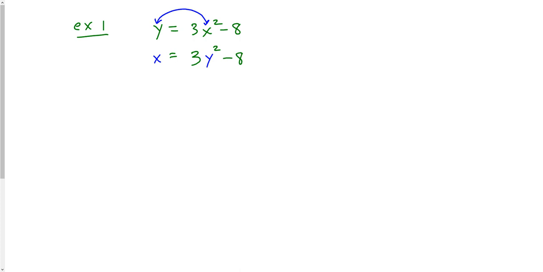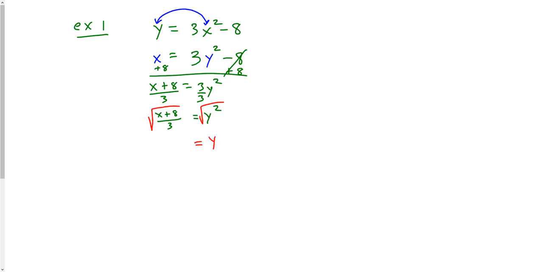Now the last step to this is to get y by itself. So to get the y by itself, we would have to add 8 to both sides. So these cross out, so you have x plus 8 equals 3y squared. And then you have to divide by 3, so divide the whole thing by 3. So you have y squared equals x plus 8 over 3. And then the last step is to square root both sides. So you end up with y equals plus or minus square root of x plus 8 all over 3.